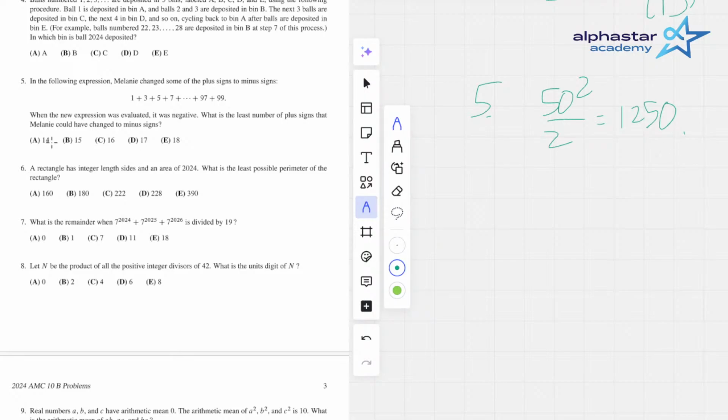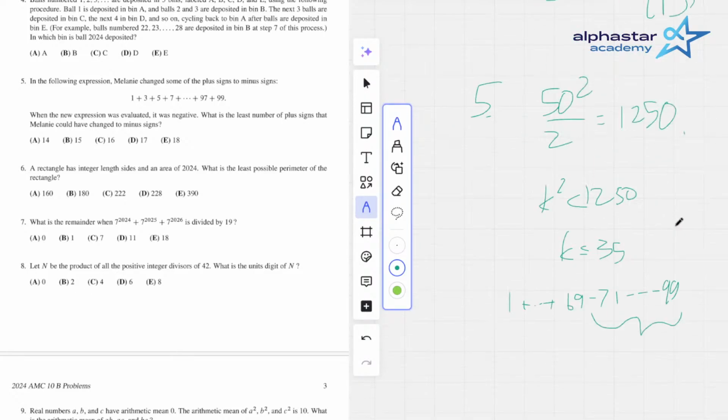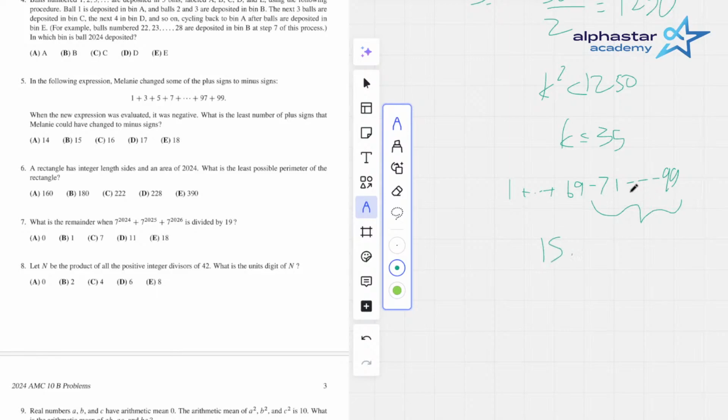we want the sum of the first k to be less than 1250. So k squared less than 1250. K is less than, 1296 is 36 squared, so 35. So we need basically 1 plus all the way to 69 and then minus 71. So how many of these? Well, it's 50 minus 35, so it's just 15. Let's verify that. 28 over 2 plus 1, that's 15.